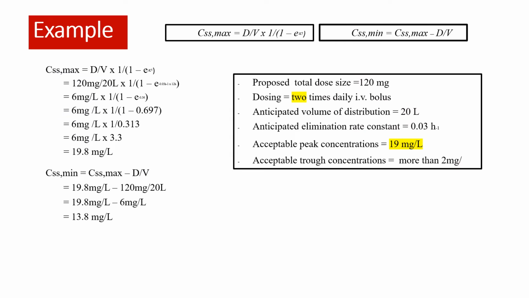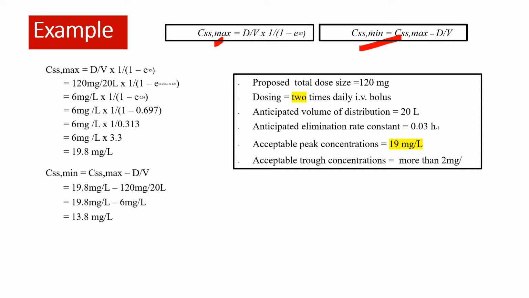So we have seen how to calculate the steady state plasma concentration, and also how to calculate the drug that is required to reach the steady state plasma concentration. There is another formula for the steady state plasma concentration, the max one and the mean one, the upper and the lower level.